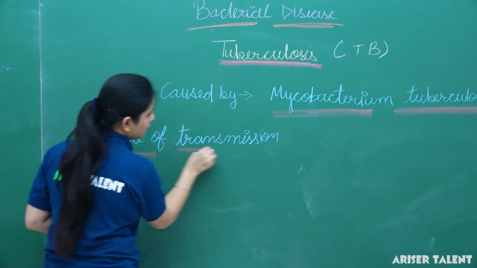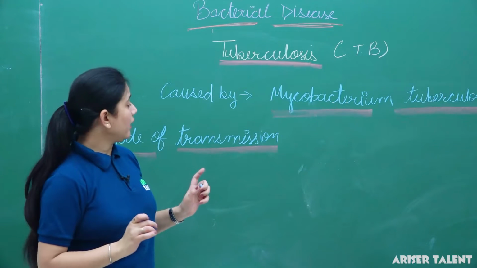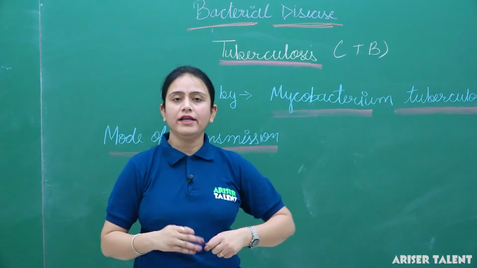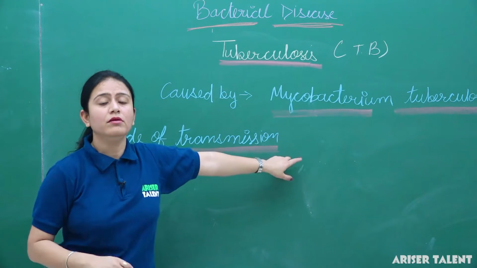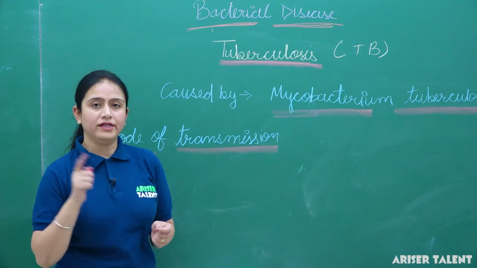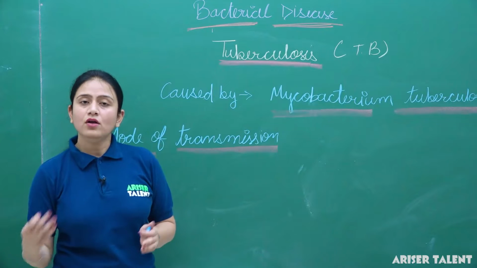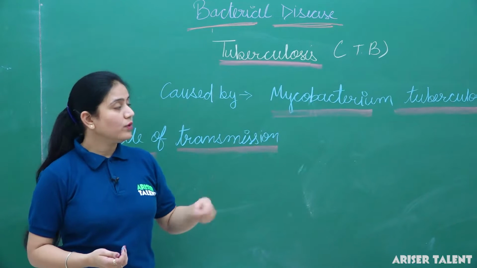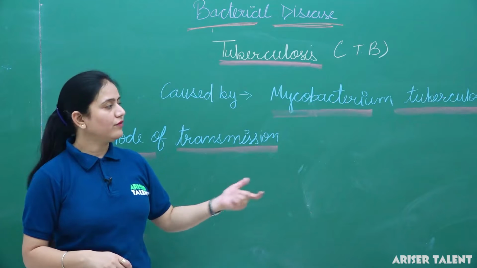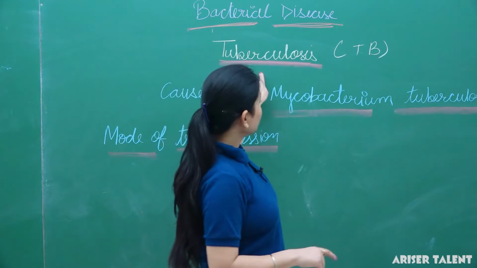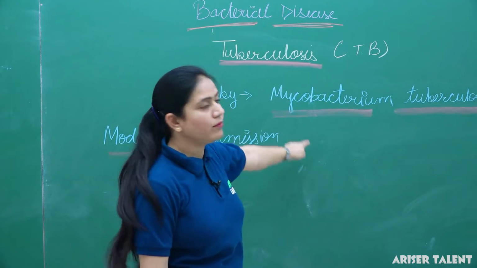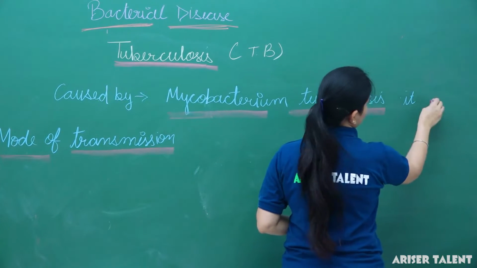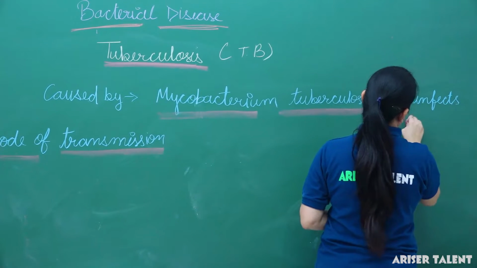The mode of transmission of TB is air. How does it happen? Once an infected person exhales or coughs in the surroundings, they exhale this organism, Mycobacterium, with water droplets, and these droplets move in the atmosphere until they find another host. Once a healthy person inhales these water droplets with the air, it reaches the lungs and infects the lungs. Thus, tuberculosis is caused by Mycobacterium tuberculosis, and it infects the lungs.